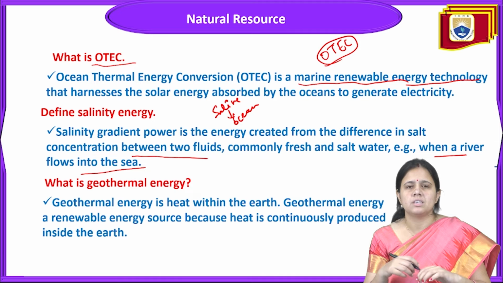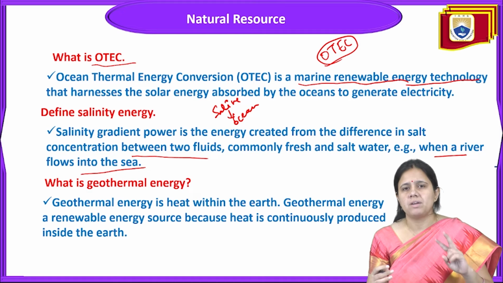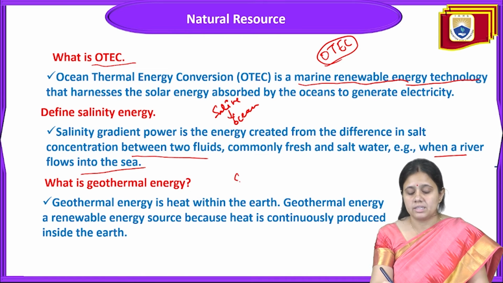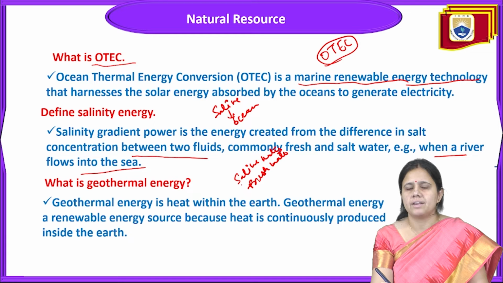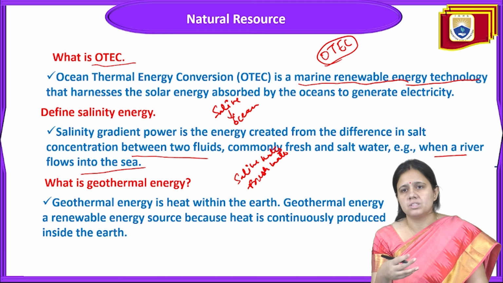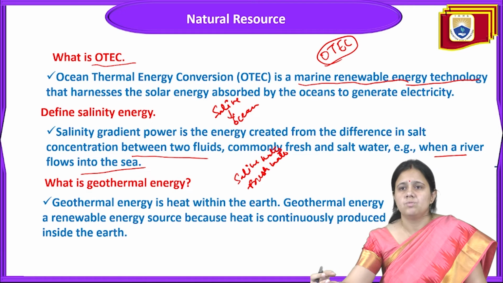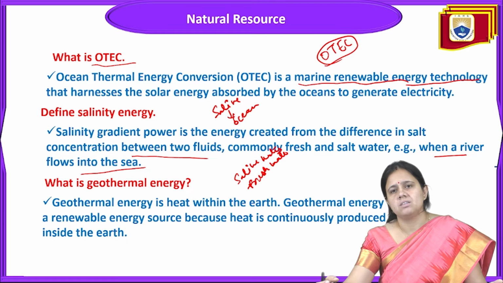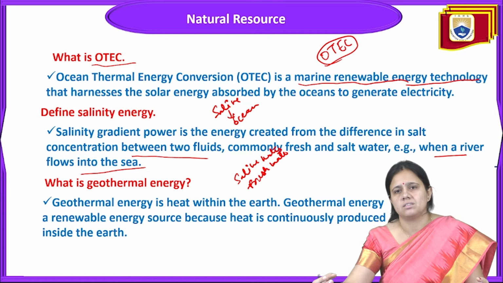What will happen when the river meets the ocean? There are two types of water fluid there: saline water and fresh water. So between the saline water and fresh water there is a difference in the concentration of salt. That difference in concentration is used for the production of energy for electricity generation, and it is called salinity energy. It is the gradient power, the energy created from the differences in salt concentration between two fluids, and it happens when river water flows into the sea.